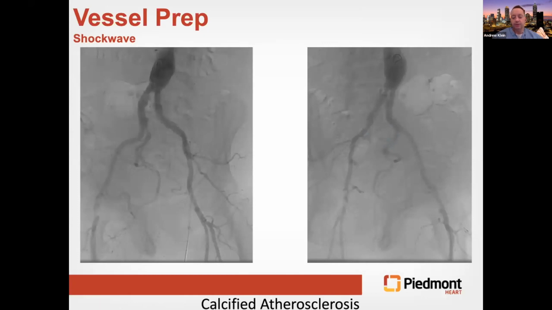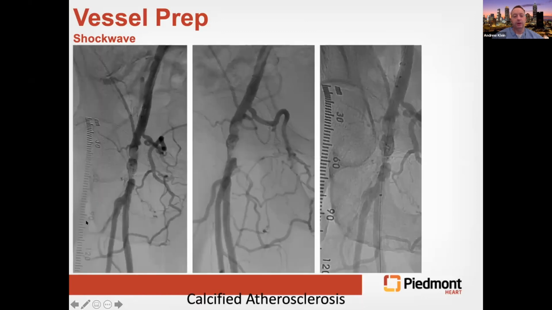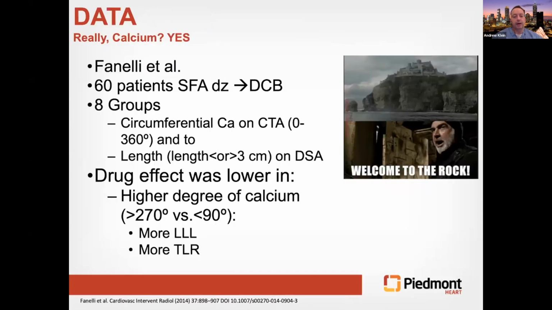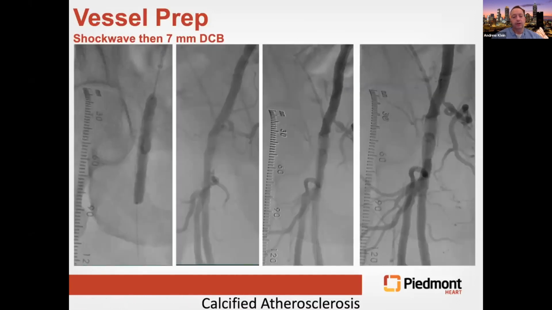And this is a case that we've done recently of using Shockwave for vessel prep. This is a common femoral lesion down at the right side. And you can see the critical heavy calcific lesions here. And then we treated with a Shockwave balloon, and then came back and treated with a 7.0 by 60 millimeter Admiral Impact. And you can see a good result here at the end.